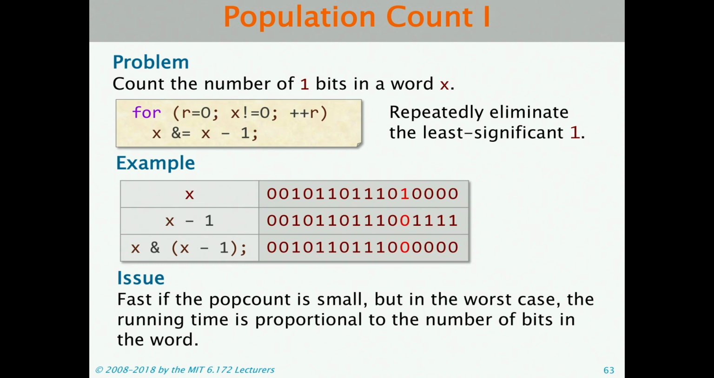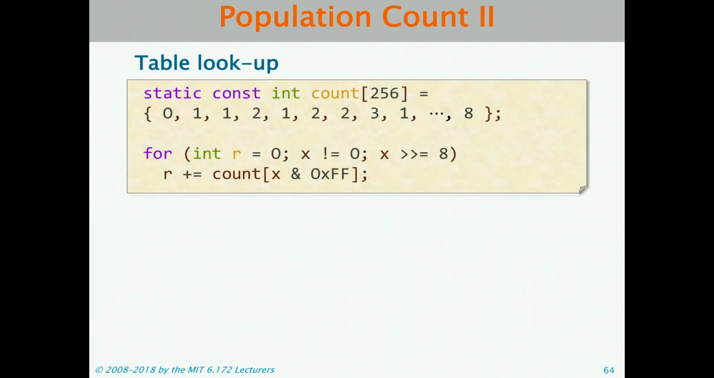So let's look at a more efficient way to do this. This is to use table lookup. We're going to create a table of size 256, which stores for each 8-bit word the number of 1s in that 8-bit word. So we have all possible 8-bit words stored in this table. And then to get the number of 1 bits in x, for every 8-bit substring in x, we're going to look it up in this count table and add it to r. And then we're going to right shift x by 8 so that we can get the next word. And when x becomes 0, we know we're done.